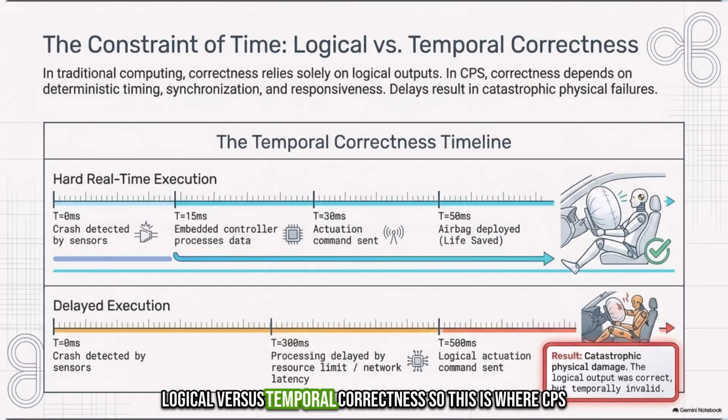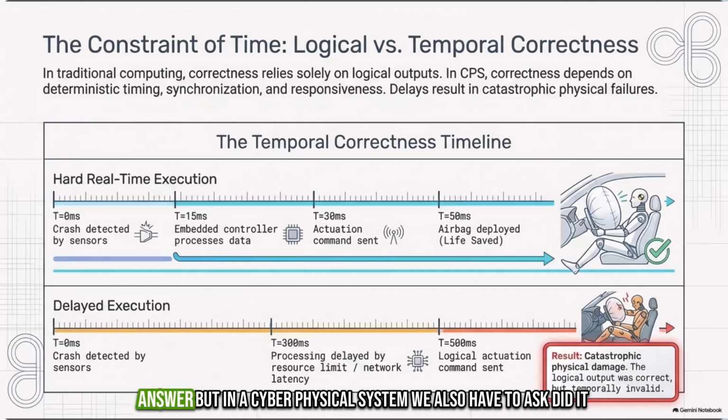Logical versus temporal correctness. So this is where CPS becomes a bit different from normal computing. In normal software, we usually ask, did the program produce the correct answer? But in a cyber physical system, we also have to ask, did it produce the correct answer at the correct time? And the difference is really important.